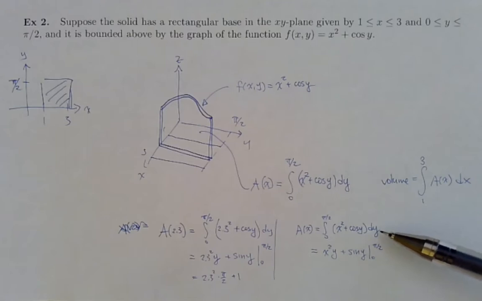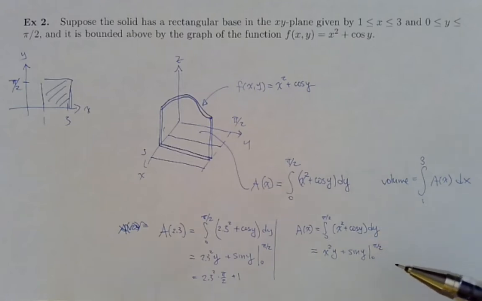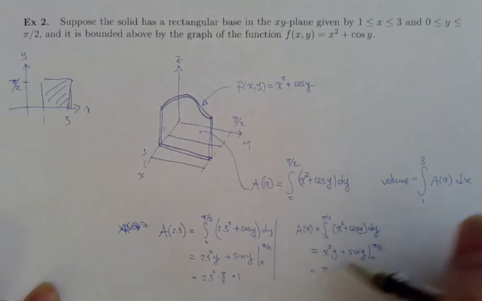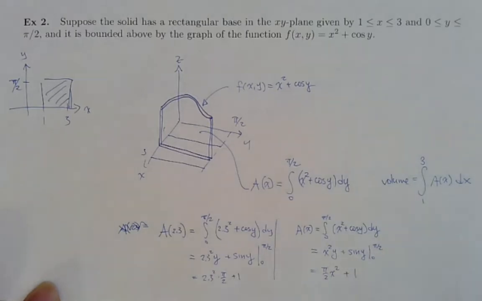No one says this, but you're trying to take a partial integral. Okay? But I've never heard anyone say that. And when we substitute this in, we get pi over 2 x squared plus 1. And notice that this formula is the same as that one, where we evaluate x at 2.3.